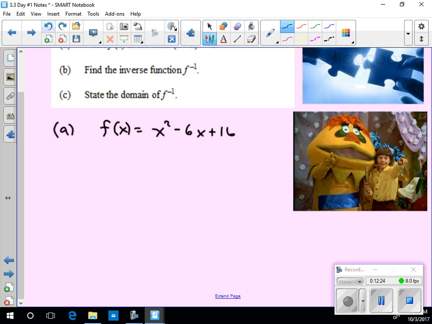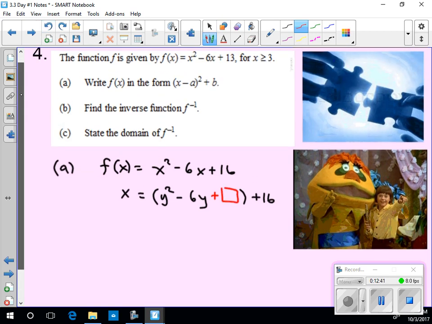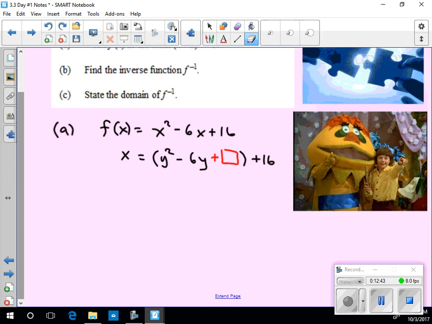So I'm going to switch x and y. I'm going to say x equals y squared minus 6y. I'm going to leave some space here, and I'm going to add 13. Now, I'm going to leave space for what I'm going to add. Just anticipating, I'm also going to subtract that thing off the end because I'm adding something new into the function.